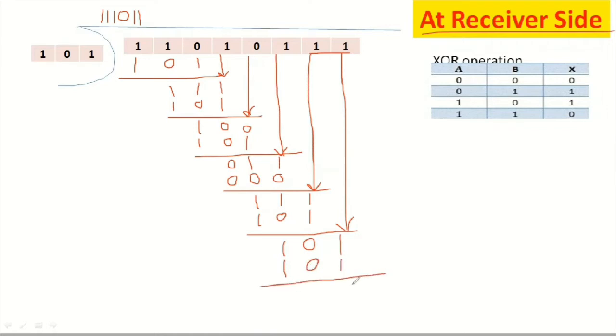So let us see what is the remainder. So the remainder is all zeros. Okay, so when you get all zeros at the receiving end, it means that there is no error. Because you got all zeros, it means that there is no error. So the data has been received by the receiver intact. If you get non-zeros, then it means that there has been some error. Okay, so this is what is called cyclic redundancy check.